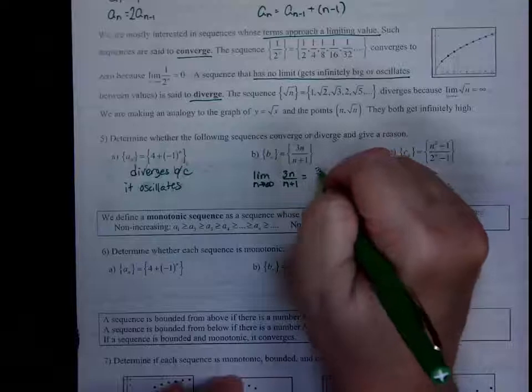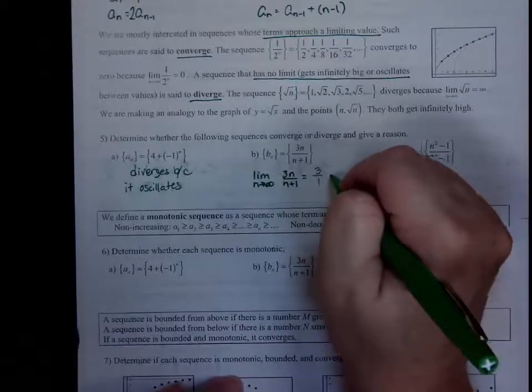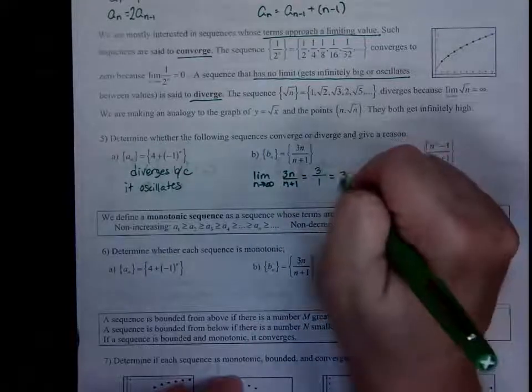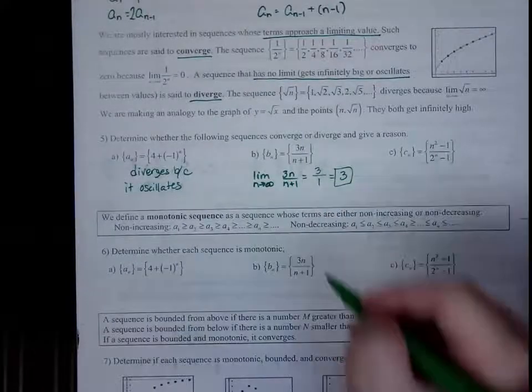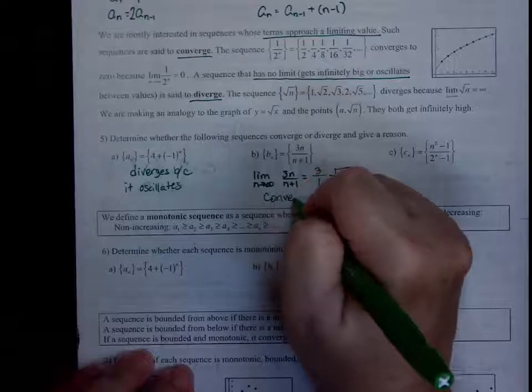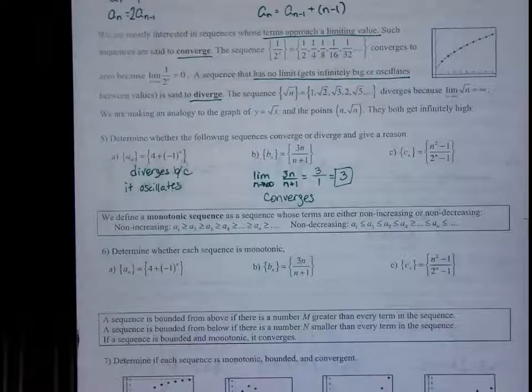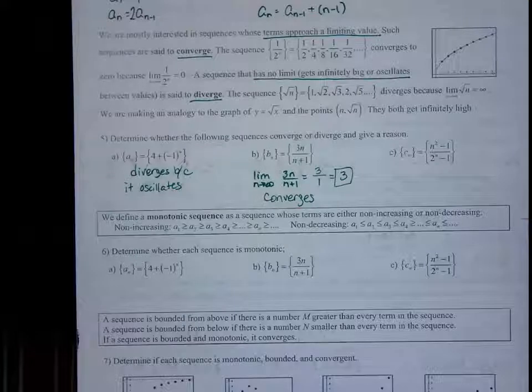3. What's the derivative of the bottom? 1. So that limit is going to be 3. Since I got an answer, a number answer, this one converges. Now, it doesn't necessarily converge to 3, but it does converge. Okay?